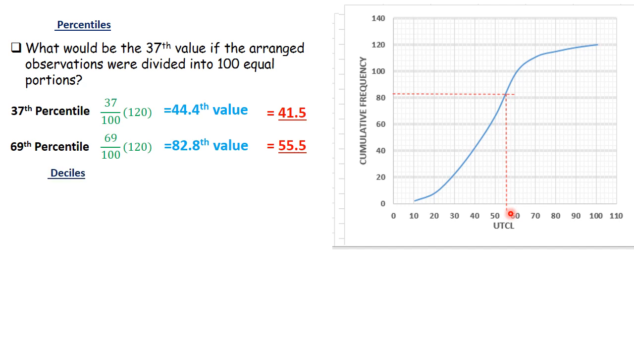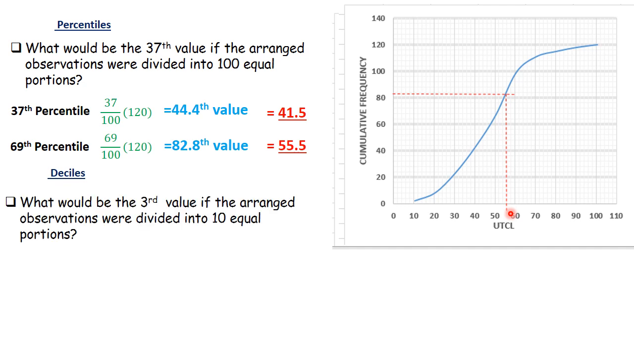Now the deciles involves dividing the data into 10 portions, yes. But in this case, each portion will have 12 students. So we have 12 students, 12 students, 12 students, 10 times. So that 12 times 10 will be 120. And so the question would be, what would be the third value, what would be the fourth value, and all that. So the first question is the third decile.